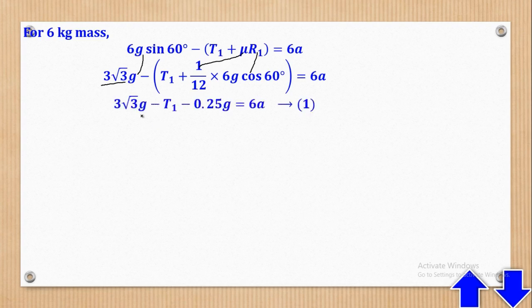So when you open brackets and simplify, we shall come up with 3 root 3g minus T1 minus 0.25g is equal to 6a. So that is equation 1.